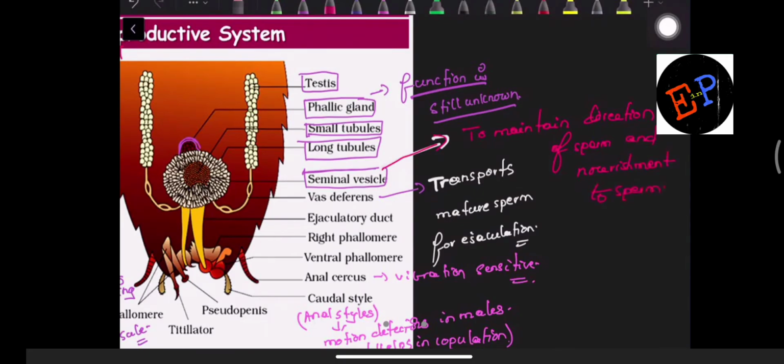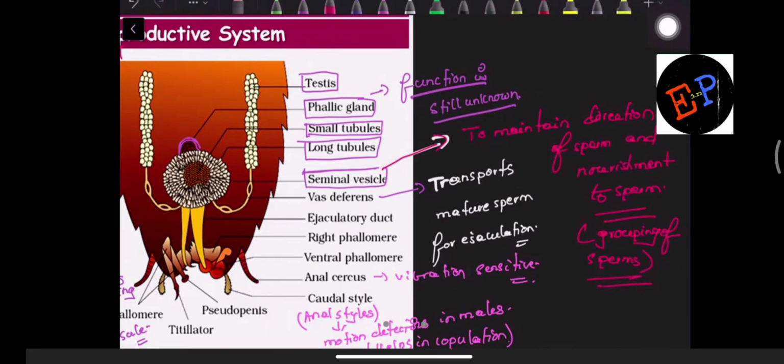Okay. And also in the case of cockroach, a single sperm will not be present. A group of sperms will always be present. Are you able to understand? So in the case of cockroach, sperms are combined into groups. This grouping is also done in the seminal vesicles. So one more function is grouping of sperms, which is also done in the case of seminal vesicles.